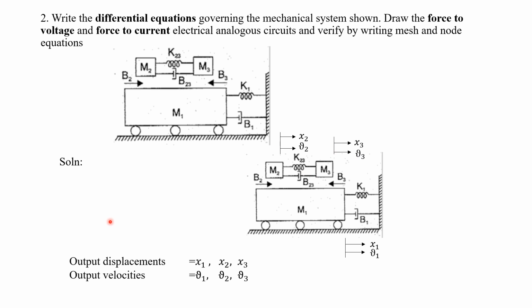So now we have to write the input as well as outputs. Here there is no input signal, so no need to write the input. Only we have to write the output. So the output displacements are x1, x2 as well as x3. Output velocities are v1, v2 as well as v3. Now for mass M1, M2 as well as M3, separately we are going to draw a free body diagram and derive the differential equation governing the system, similar to the previous problem.